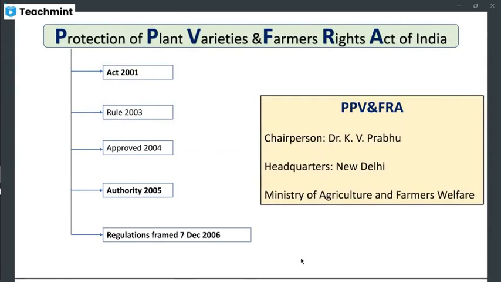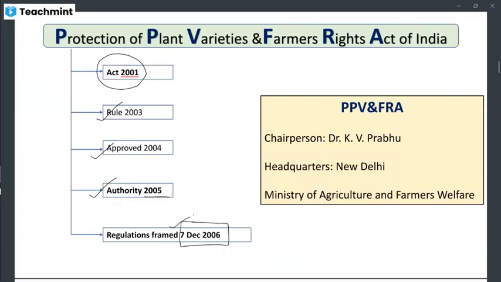So now we saw how the PPVFRA was formed, that is your genesis. Now let us see how it was formulated. The PPVFRA Act was passed in 2001. This is very important, so please remember the Act came in 2001, and then the rules in 2003. It was approved in 2004, and the authority was formed in 2005. And at last, the rules and regulations were framed on 7th December 2006.